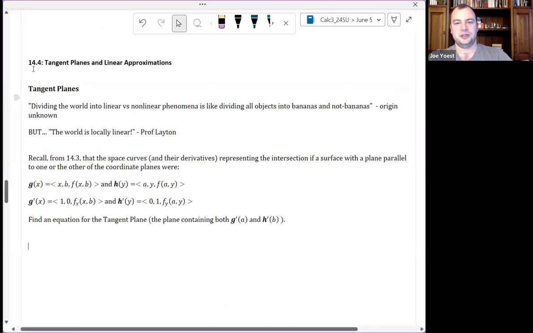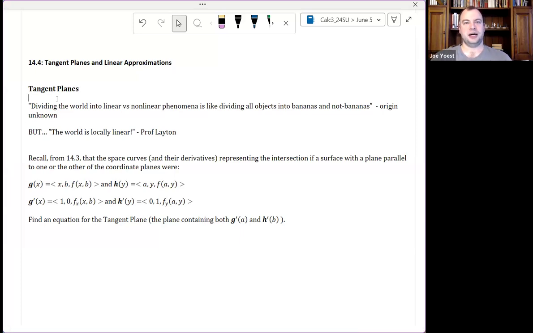Okay, so tangent planes and linear approximations. We recognize these ideas from Calc 1. The idea of a tangent line, the idea of a linear approximation, where we're basically saying that a tangent line close to its point of tangency is a good approximation to the function, and the idea of a differential, which is closely related to a linear approximation. How do these ideas generalize to functions with several variables? That's what we're looking at now.